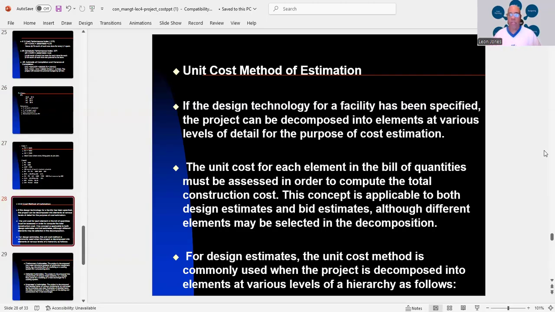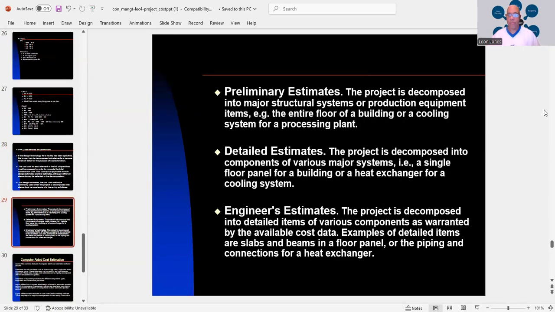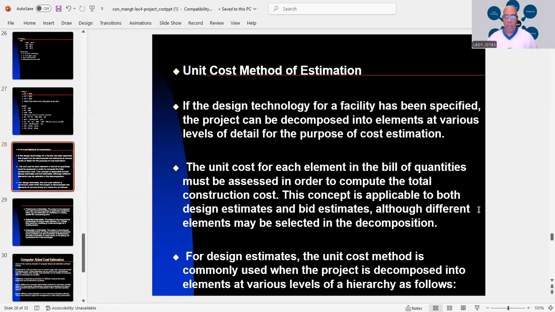So for design estimates, again, as I mentioned to you before, the unit cost method is commonly used when a project is decomposed into elements at various levels of hierarchy as follows. And here we go.